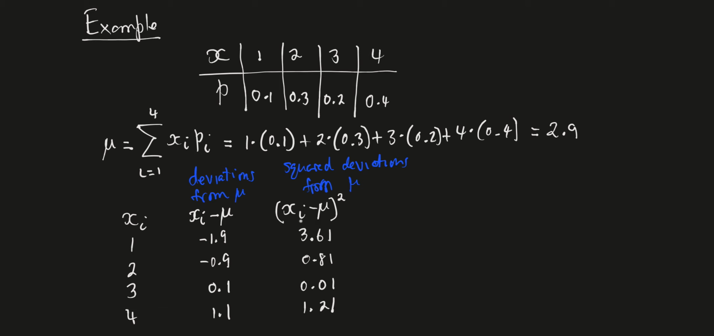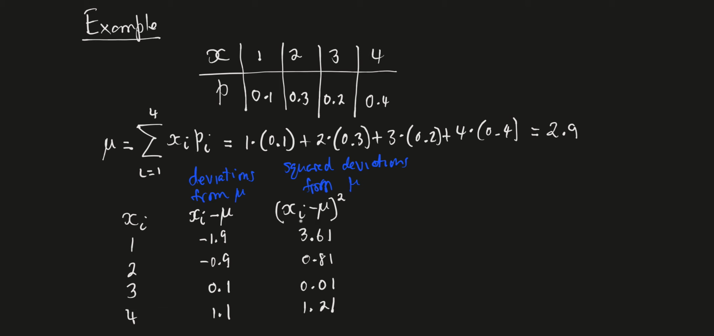And then if we take the 0.01, you notice how small this squared deviation is? That's because the 3 is very close to the 2.9. It's relatively much closer than the 1. And that's why this squared deviation is relatively much larger than this one. So take that 0.01 and multiply it by 0.2, and that gives us 0.002.